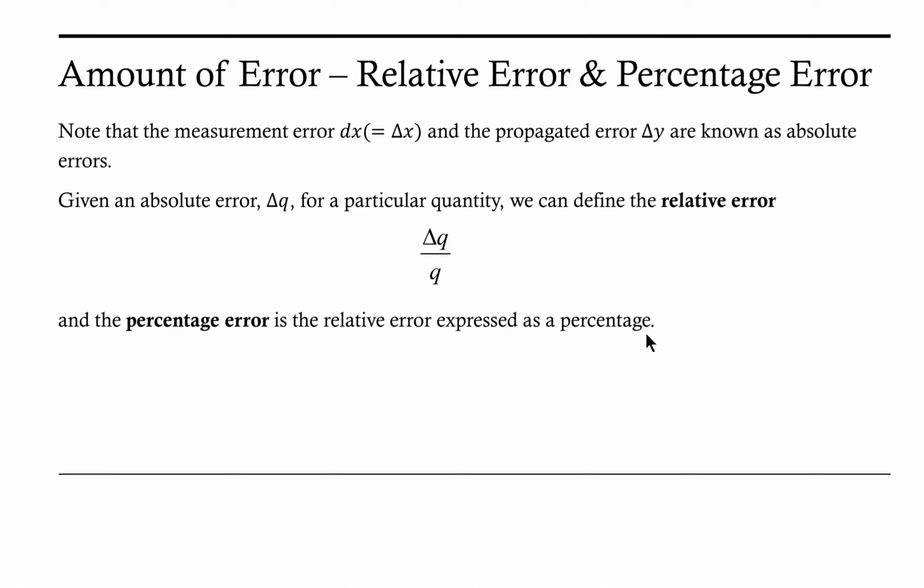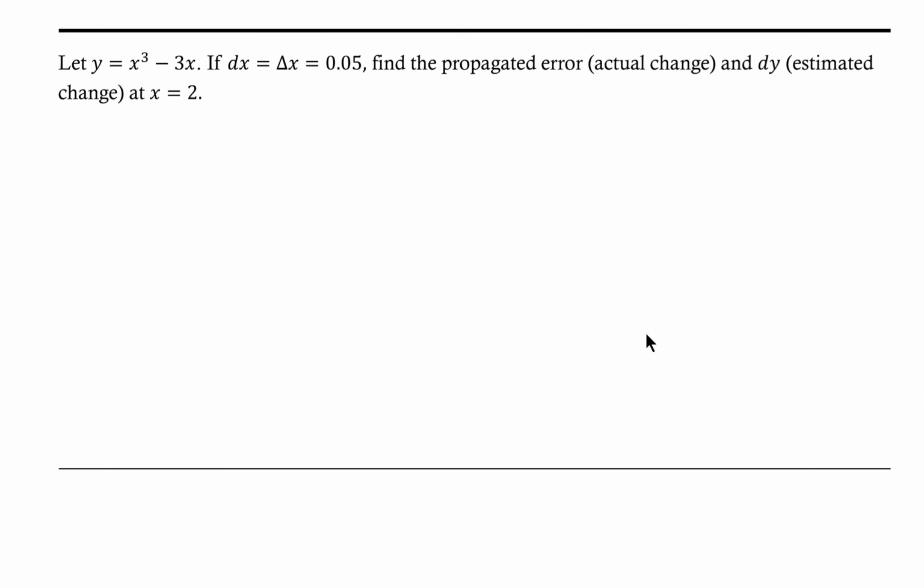So let's take a look at an example to understand these various types of error. Let y equal x cubed minus 3x. If dx, or delta x, is equal to 0.05, so think of this as the error in your measurement, we want to find the propagated error, the actual change, and dy, the estimated change, at x equals 2. We will also take a look at the percent error and the relative error.